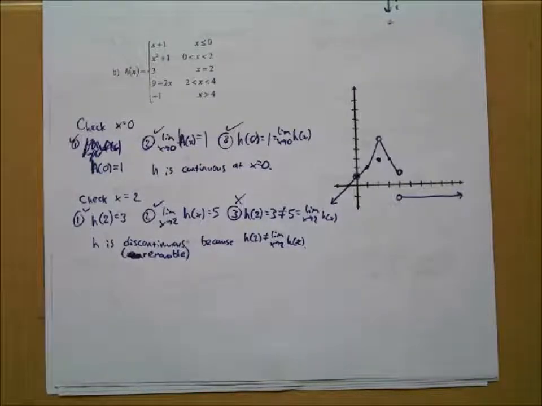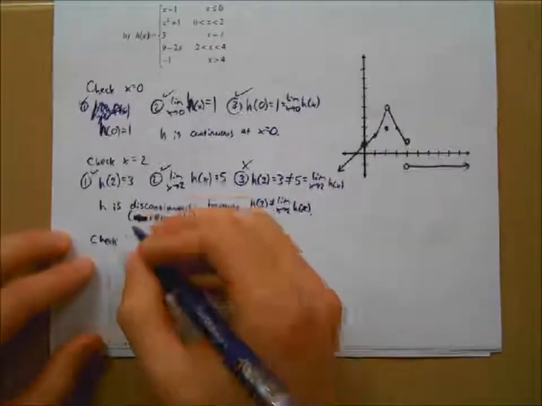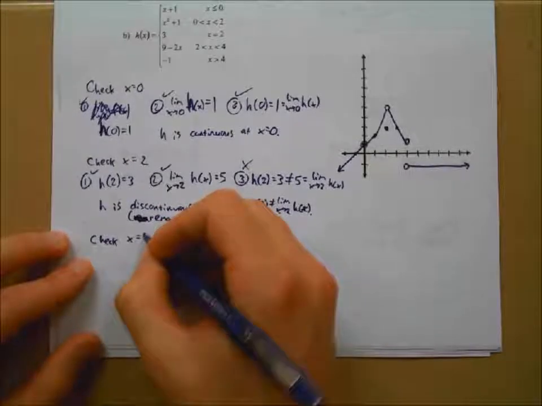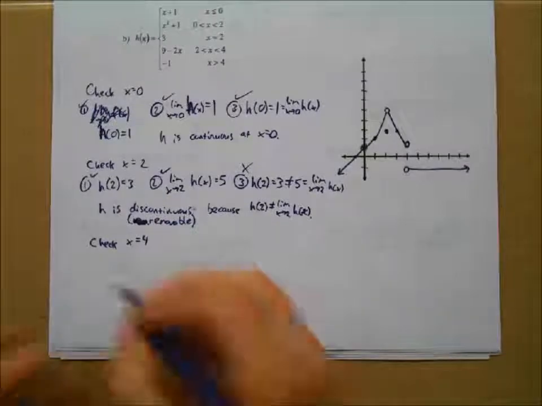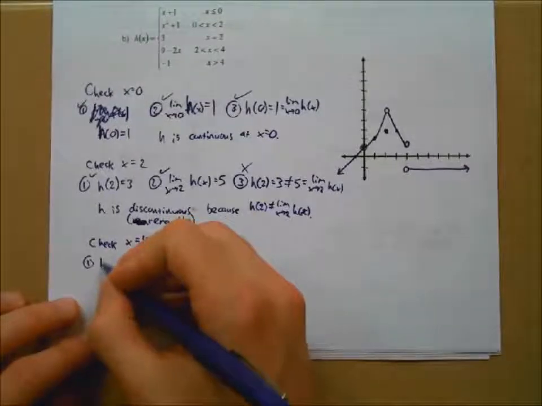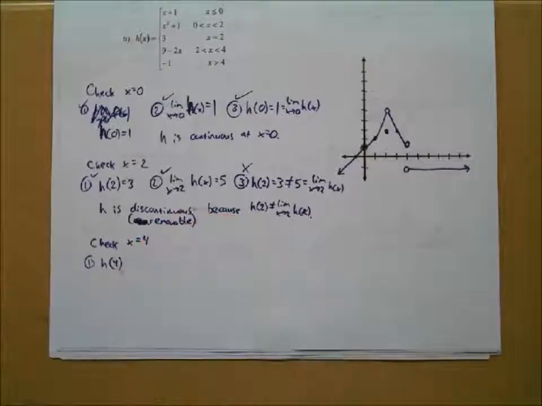Okay, bless you. All right, last one here. Okay, last one. All right, we're checking x equals 4. Bless you. Yes, question. If this was one of the questions on the test and they asked you to define how it's discontinuous, would you have to go through all of the possible points or just one?